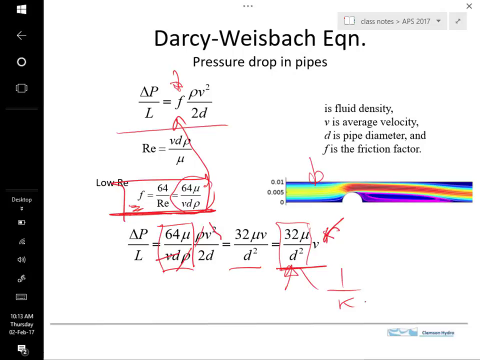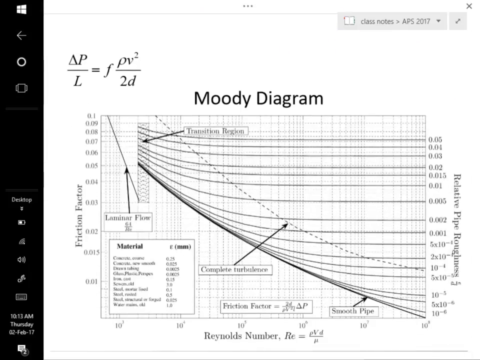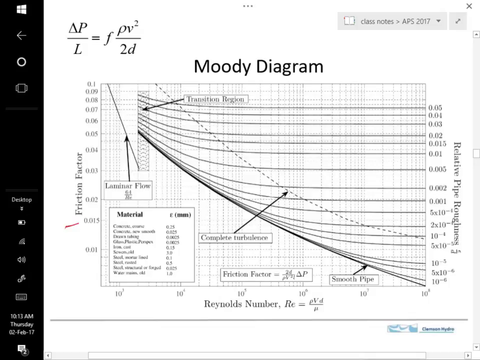But we want this to work under laminar and turbulent conditions. The way to do that is through this Moody diagram that describes the friction factor as a function of the Reynolds number and the roughness of the wall of the pipe.